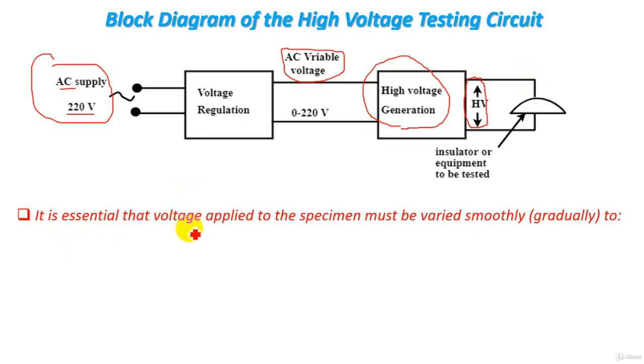It's essential that the voltage applied to the specimen or the equipment must be varied smoothly or gradually. Why? We should vary the voltage that's applied to the specimen smoothly and gradually in order to avoid surges on the high voltage side of the transformer.